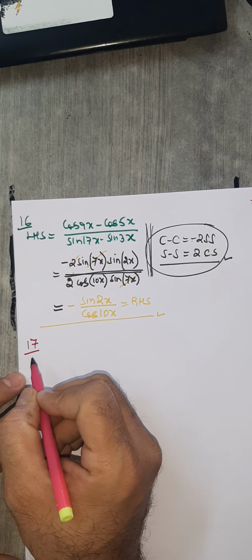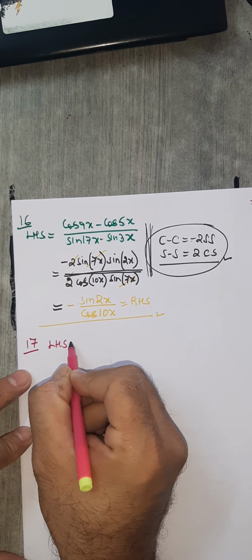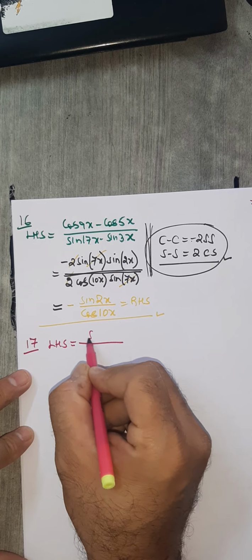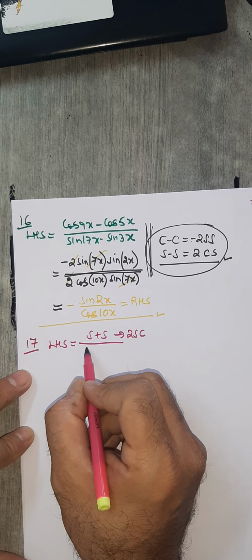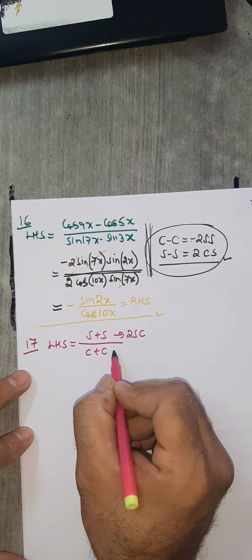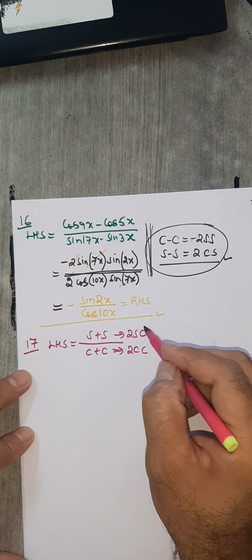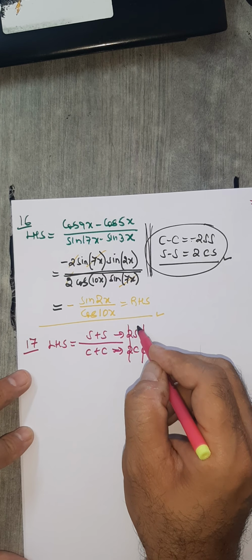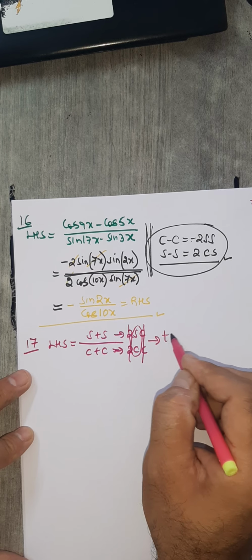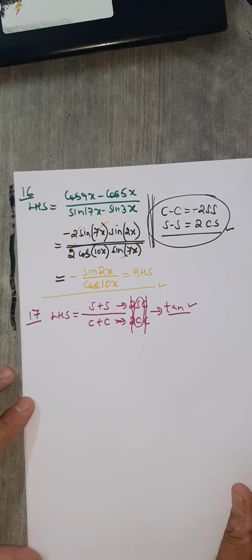Question number 17 here. I'll not do it, I'll just tell you how to do it. What is the numerator? It is s plus s, so use 2sc. What is the denominator? C plus c, that is 2cc. Use this. You will see that cos will get cancelled, 2 will get cancelled, sine by cos, so you will get the answer in the form of tan. So you are through there.